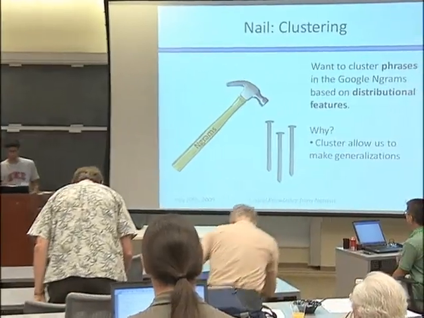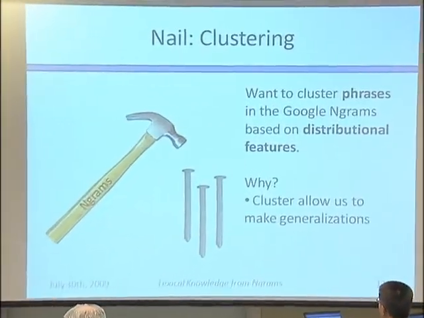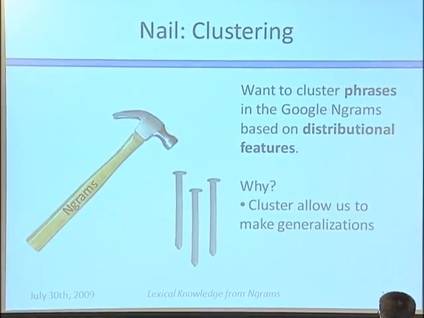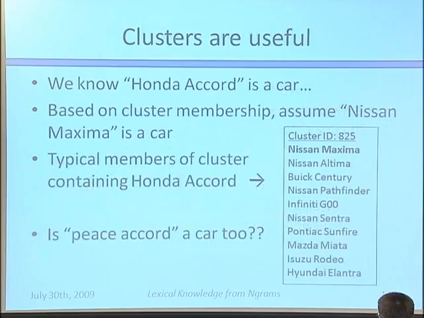So in the vein of previous presentations, our nail is clustering phrases in the Google Ngrams based on distributional features. So why would we want to do something like this? Well, clusters allow us to make generalizations about something that's unseen using something that we have seen.